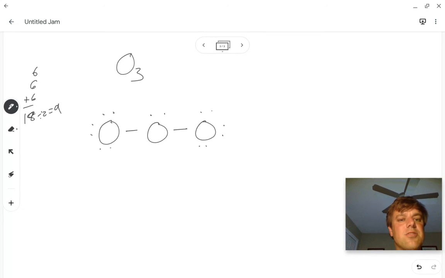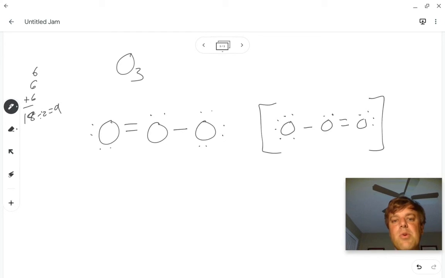And the oxygen in the middle is short a pair, so we can either make the double bond on the left, or we make the double bond on the right. We draw both possibilities. There we have it.